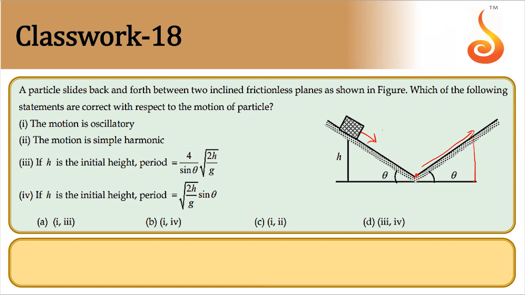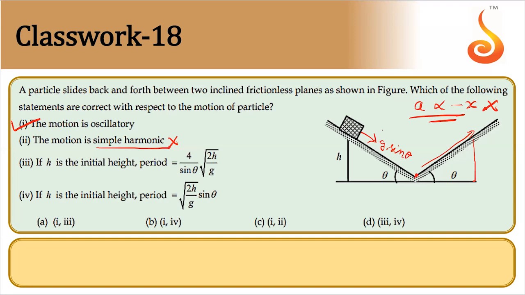But here acceleration has nothing to do with displacement, so it is just oscillatory. See, acceleration throughout remains constant. This way it will be g sine theta. So it doesn't change with displacement. Hence, motion is not simple harmonic. For simple harmonic motion, acceleration should be proportional to the negative of displacement. So this condition is not satisfied here. So motion is oscillatory. That is correct.